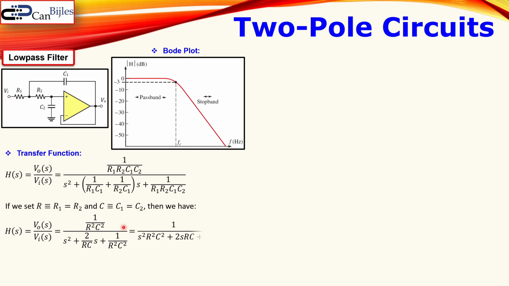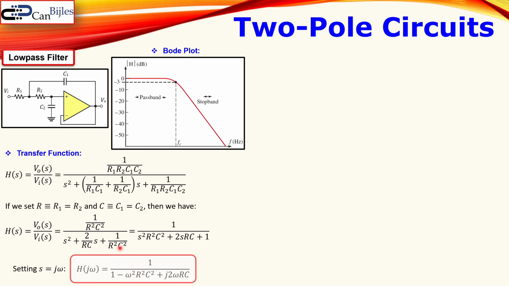Okay, now we can of course make this clearer by multiplying the numerator and denominator by R squared C squared, and then you have this expression in the Laplace domain. Now we can go to the steady state analysis by setting s equal to j omega. That is mostly done in filter design. Then you have this expression.